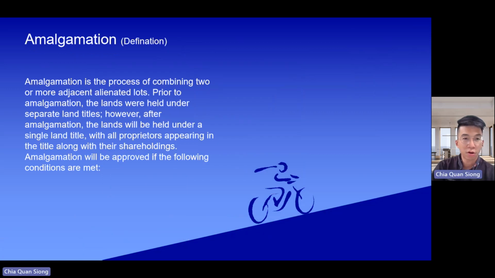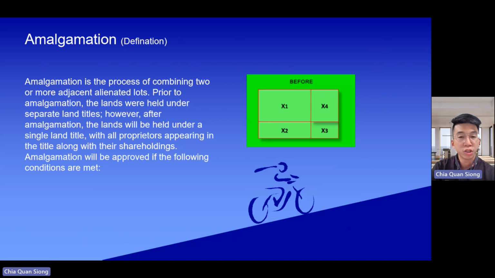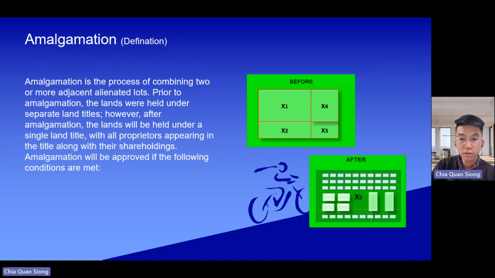In the coming slide, I will talk about amalgamation. Basically, amalgamation is the process of combining two or more adjoining pieces of alienated land. Originally, the lands are held under separate land titles. After the lands are combined, they will be held under a single land title with all the proprietors appearing in the title together with their shareholdings. The old titles will cease to function.